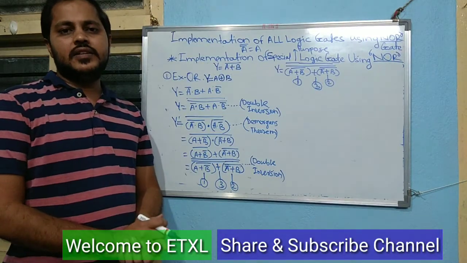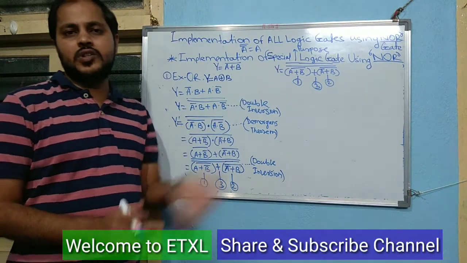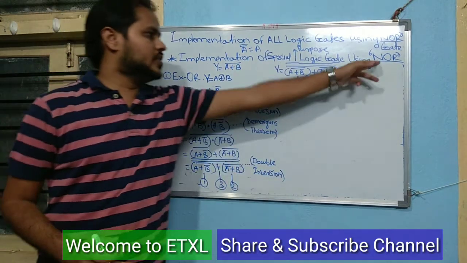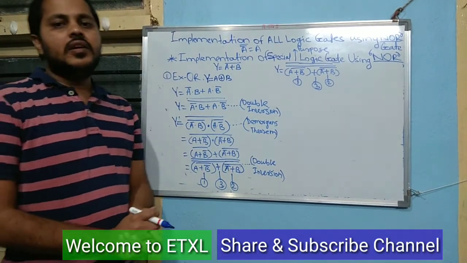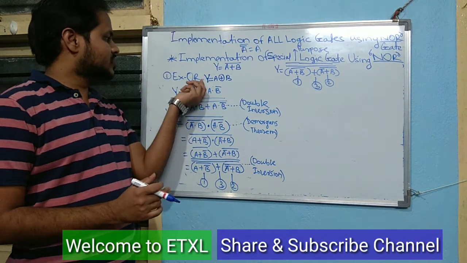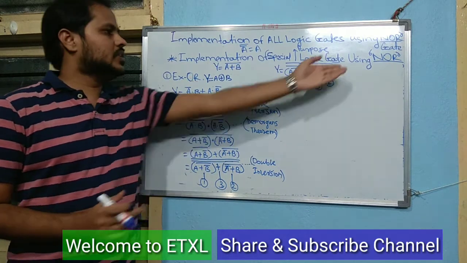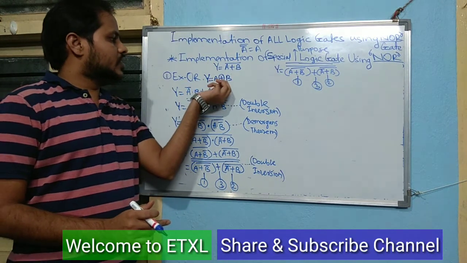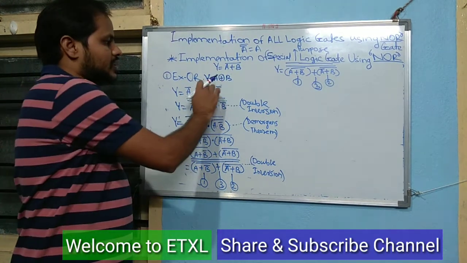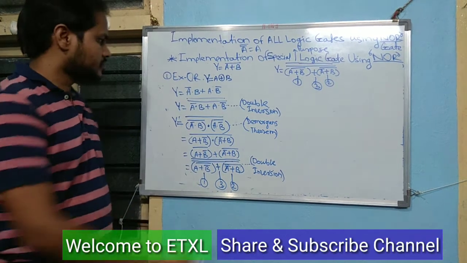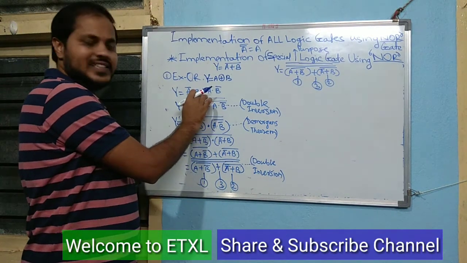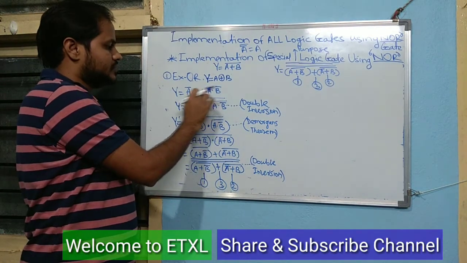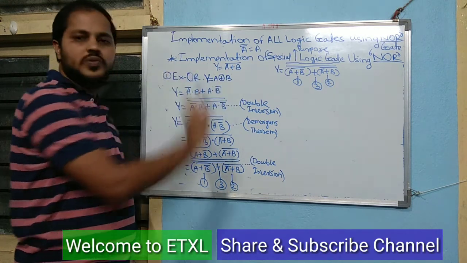Next part is the implementation of special purpose logic gates by using the NOR logic gate. In that, we are seeing first the implementation of the XOR logic gate by using the NOR logic gate. Here I am writing the logical equation of the XOR logic gate. Y is equal to A XOR B. In detail, this equation of the XOR logic gate is A bar into B plus A into B bar.